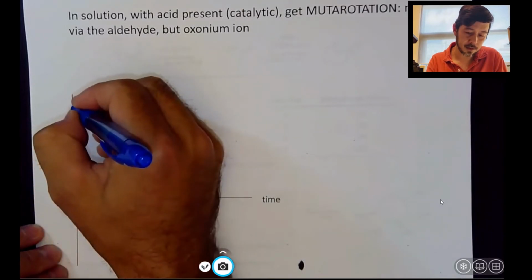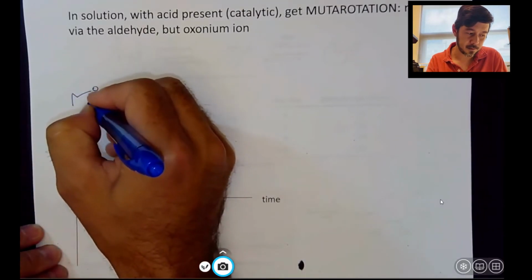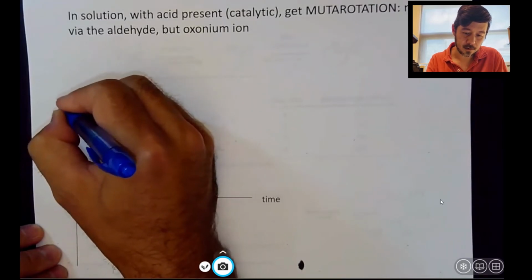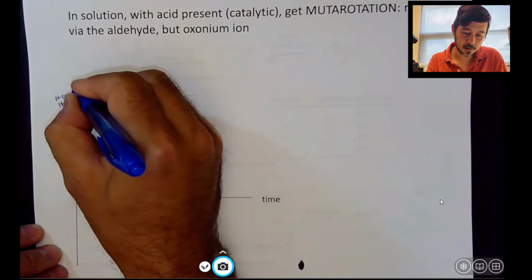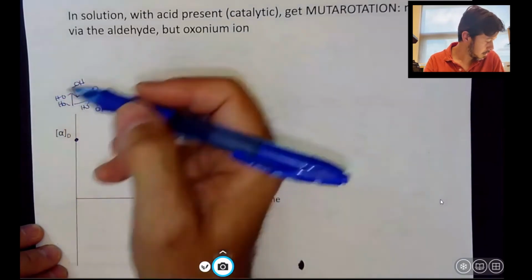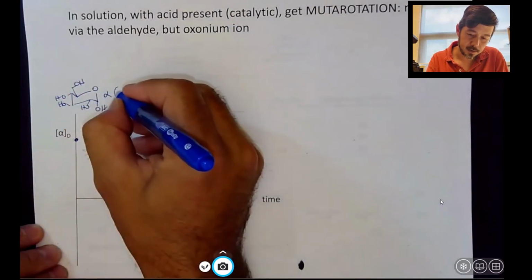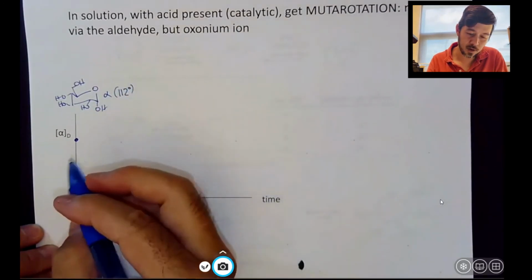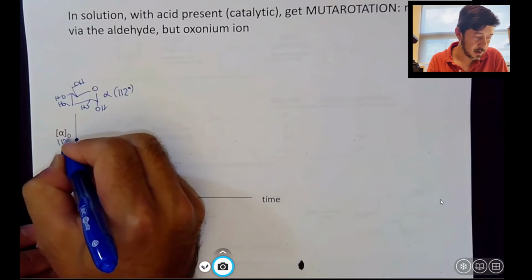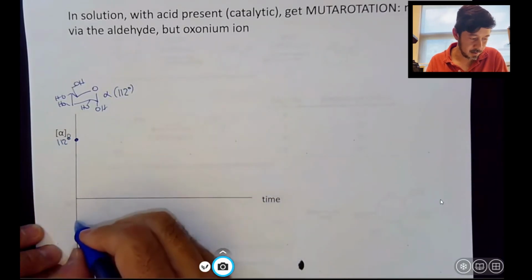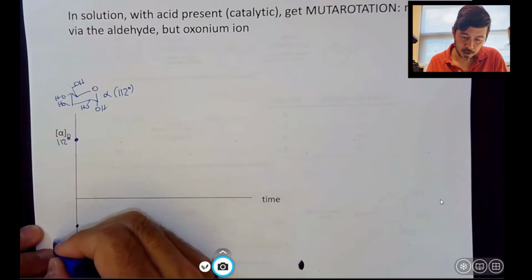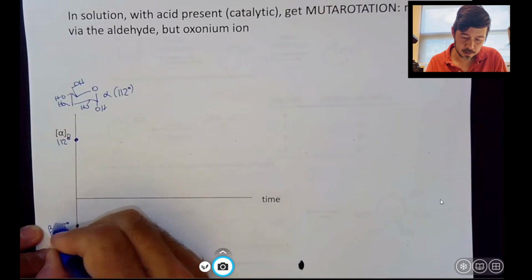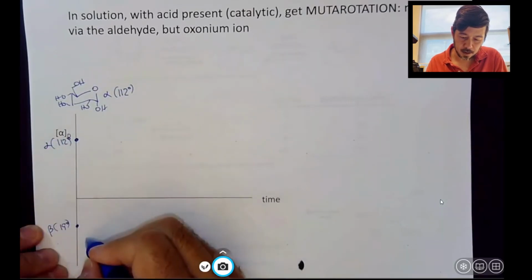All right, so this is going to be our alpha glucose, and let me just flip back. The y coordinate for that is 112 degrees, so let's just write that in, 112 degrees. And then recall our beta one was 19 degrees, and that looks like this.